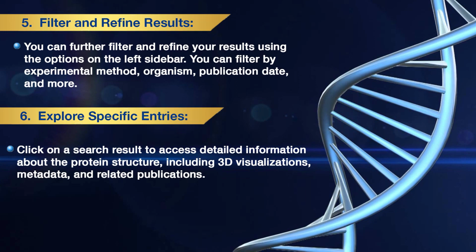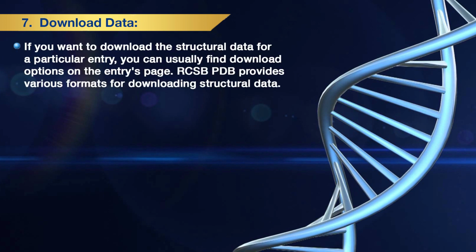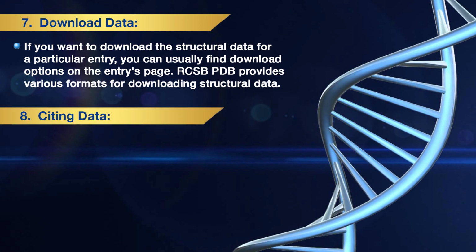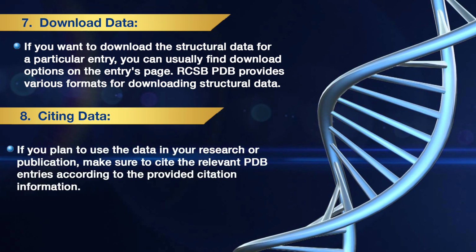Explore specific entries. Click on a search result to access detailed information about the protein structure, including 3D visualizations, metadata and related publications. Download data. How can we download the data? If you want to download the structural data for a particular entry, you can usually find download options on the entry page. RCSB PDB provides various formats for downloading structural data. Citing data. If you plan to use the data in your research or publication, make sure to cite the relevant PDB entries according to the provided citation information.